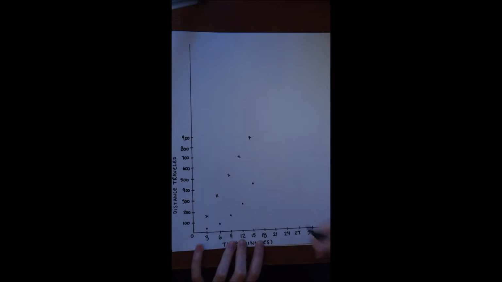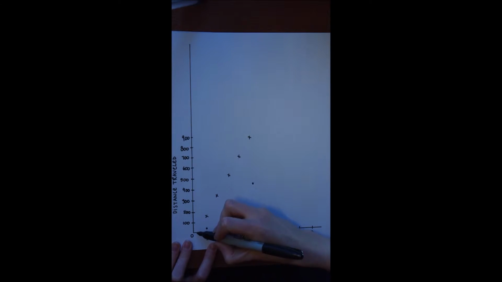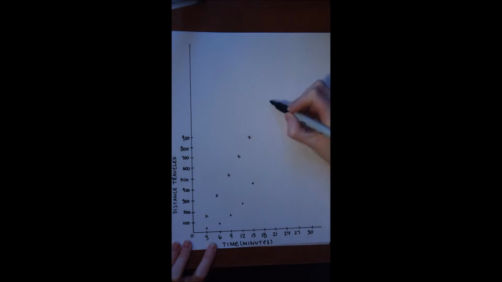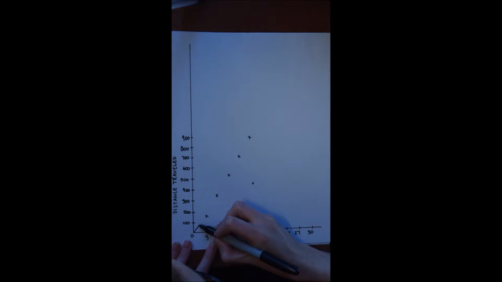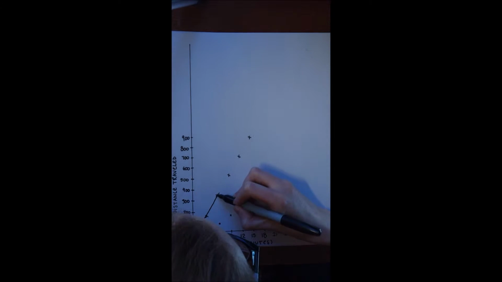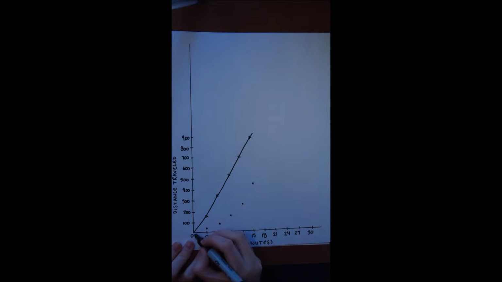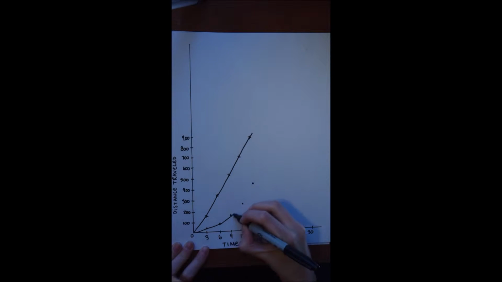Now, we can connect these points in order to show a graph. So, for our rabbit, we're going to connect. We see that this looks like a straight line. So we're going to draw a straight line through all of our points, all the way up to the point we are given. Meanwhile, our frog looks more like a parabola. So, we are going to start from here, connect all of our points up to here.